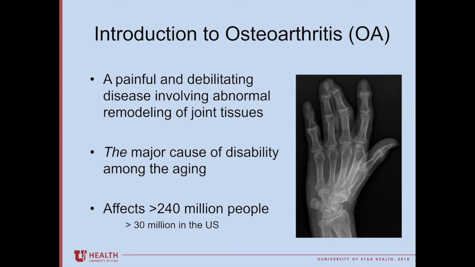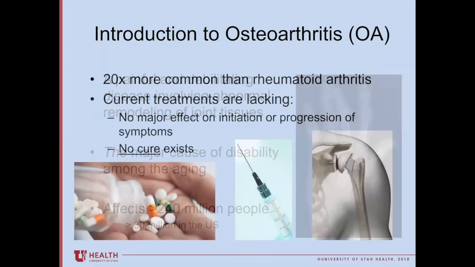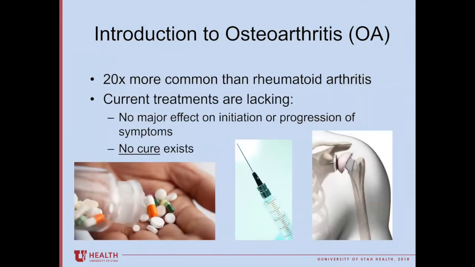And the latest numbers that I've seen, it affects over 240 million people worldwide and over 30 million in the US. So it's a big problem. And we don't have any treatments for OA, despite the fact that OA has been studied, at least biologically, for more than 20 years. It's 20 times more common than rheumatoid arthritis.